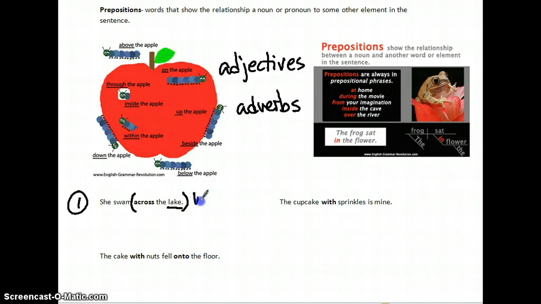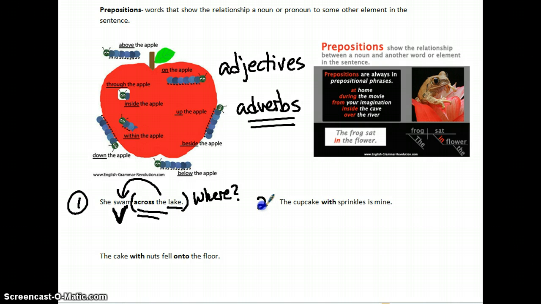Hopefully you're realizing it answers the question where she swam. She swam across the lake. So across the lake is modifying swam. And swam's a verb, right? It's an action. So that means that across the lake is acting in this sentence like an adverb because it's answering the question where she swam. Okay?